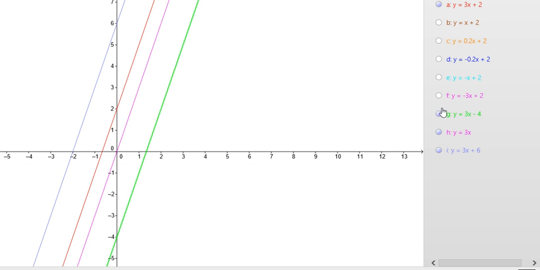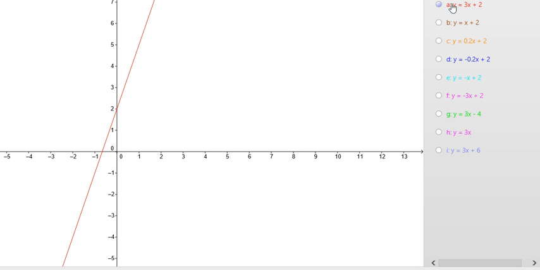Hello ladies and gentlemen, I'm going to start with GeoGebra. I'm going to take a look at a couple of things here, get rid of what's on there right now. And you see I have one line that's written in slope-intercept form, y equals 3x plus 2. The slope is 3, the y-intercept is 2. Okay, and I've got several other equations here.